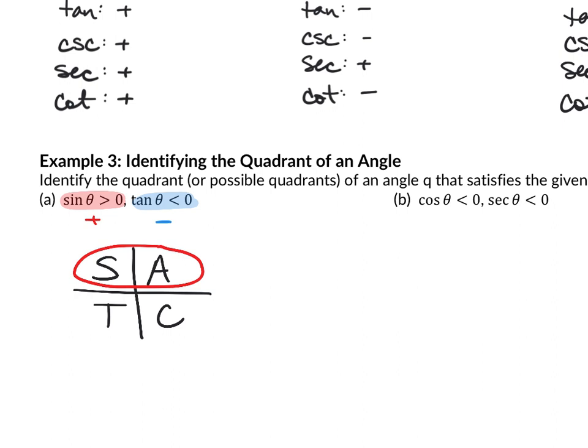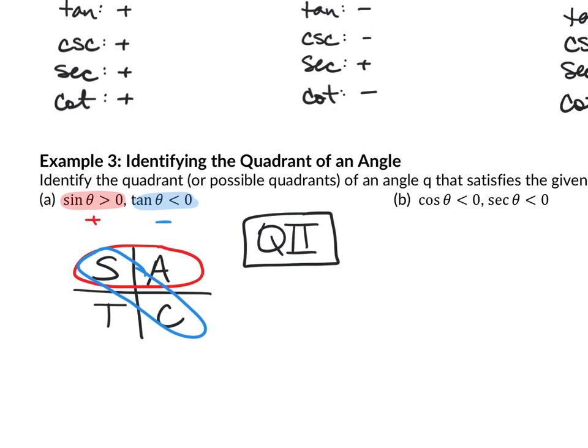The two quadrants where tangent is negative, meaning I don't want tangent to be positive, would be these two quadrants. Because tangent is positive in quadrant 1 and in quadrant 3, I'm going to circle the other two so that it can be negative. Where do the two circles overlap? They overlap in quadrant 2, so we can guarantee that the angle we are working with is in quadrant 2. See how we eliminate things and we look for the overlapping?